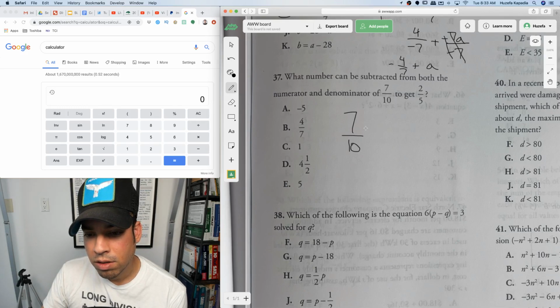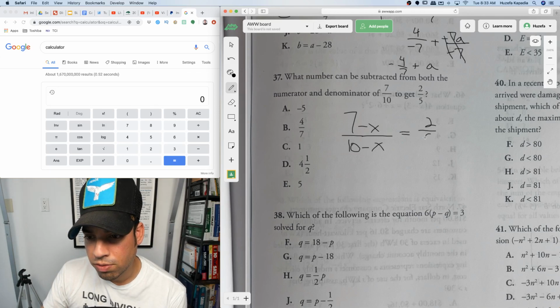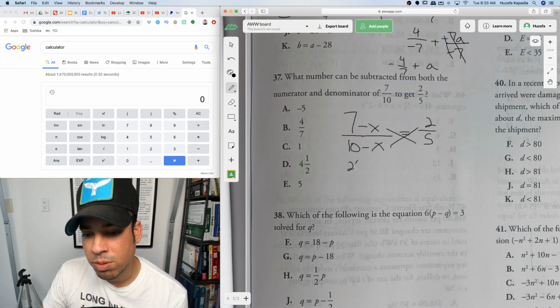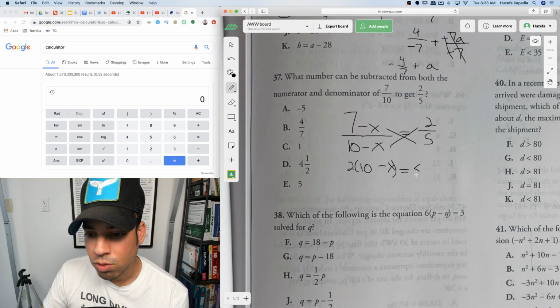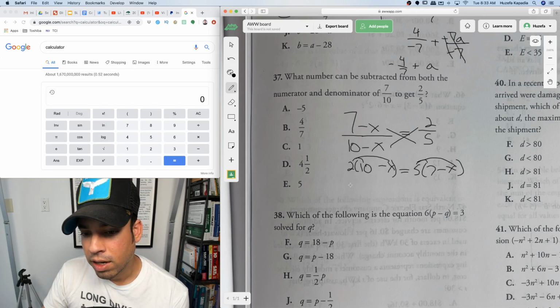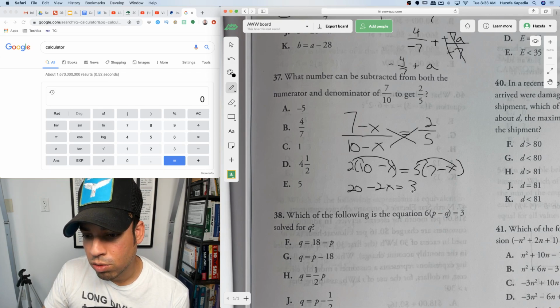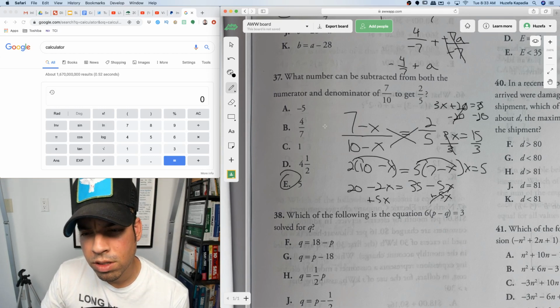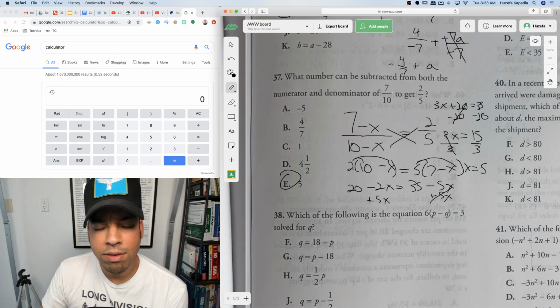Okay, so here's how we do it. 7 over 10, and what can be subtracted from the numerator and denominator? We're subtracting the same amount to get 2/5. Now we have a nice proportion. Let's cross multiply, so then this becomes 2 times 10 minus x equals 5 times 7 minus x. Distribute. I get 20 minus 2x equals 35 minus 5x. We add 5x, add 5x. I get 3x plus 20, equals 35, so 3x equals 15, x equals 5. Is that right? Oh, yeah, of course it is.